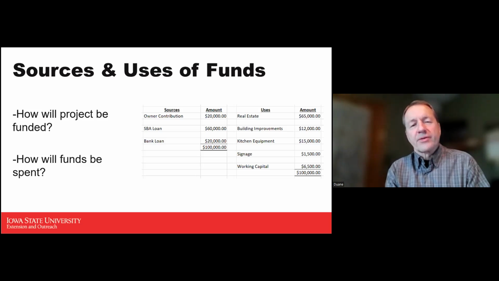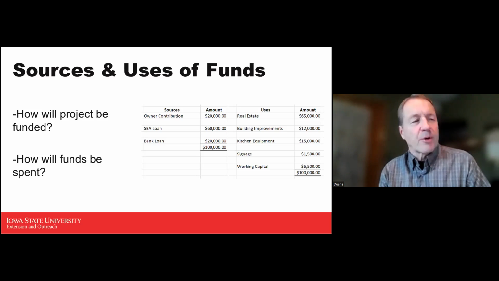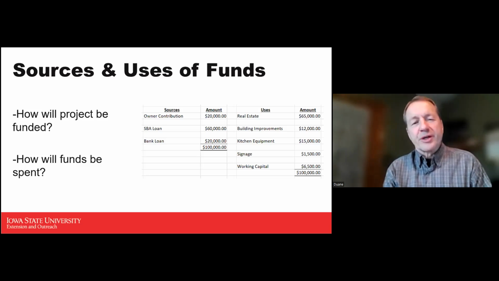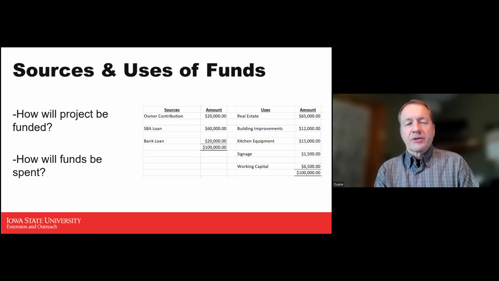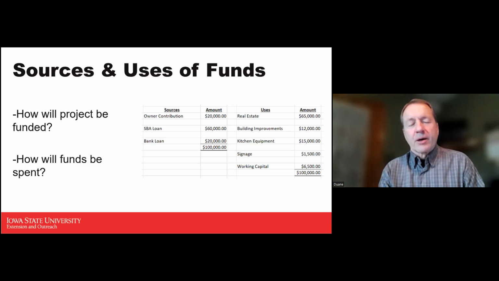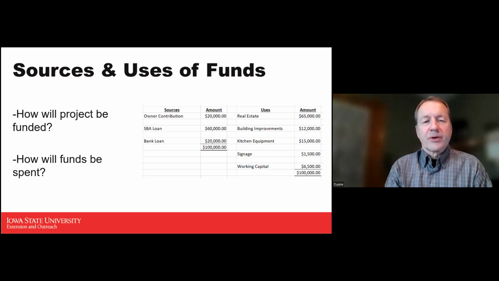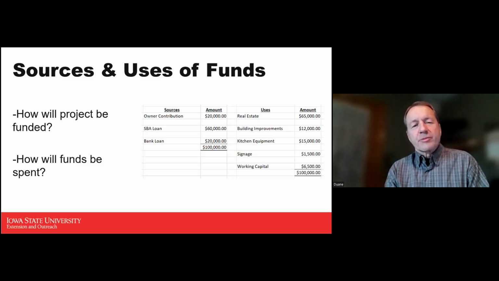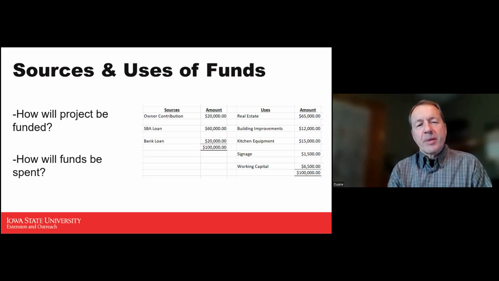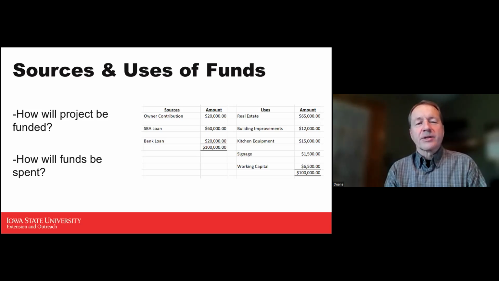I should point out that this sources and uses, I know this is kind of small, hopefully you can read it, but the sources and uses document also is one that has to be in balance. So you can see that both sides total to $100,000. We're putting in $20,000 of our own money. Typically, that will be a requirement of the business loan, usually 20 to 25% owner contribution. And then the loan is broken down between the SBA and the bank, but we're asking for $80,000.